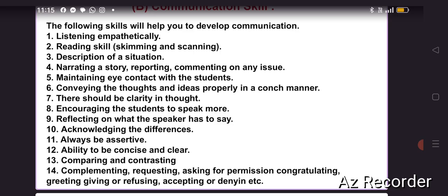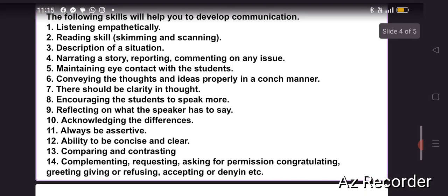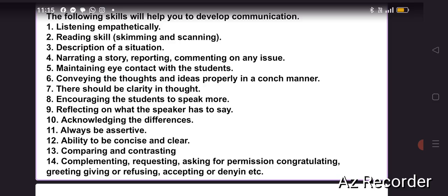For example, if you want to give the lecture on APJ Abdul Kalam, okay, if you want to communicate in the class related to APJ Abdul Kalam, first of all you have to read about that person, about respected APJ Abdul Kalam. Then after you can communicate related to that person. So for the communication we have to read more and more.